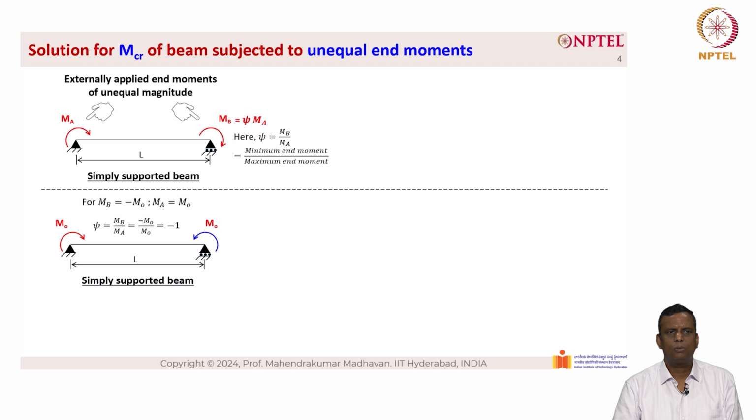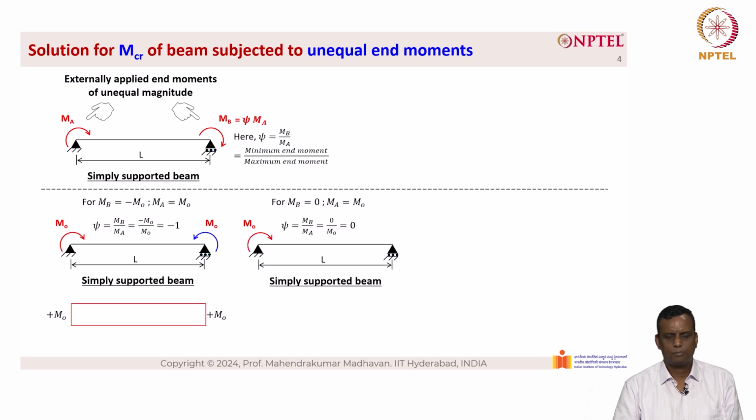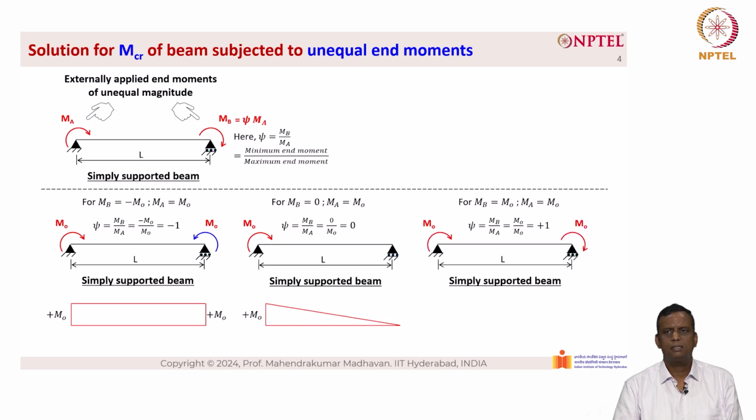So the simply supported loading condition becomes something like this. So we have a uniform bending moment, as you can see here. For MB equal to 0 and MA equal to M0, we have psi equal to 0. So the loading condition becomes M0 on the left hand side and there is no moment applied on the right hand side. So we have a bending moment diagram which is triangular in fashion, as you can see. For MB equal to M0 and MA equal to M0, we have psi equal to plus 1, and this is the loading condition, and we have a reverse curvature, and the bending moment diagram is shown here as plus M0 on the left hand side and minus M0 with a linearly varying moment gradient.